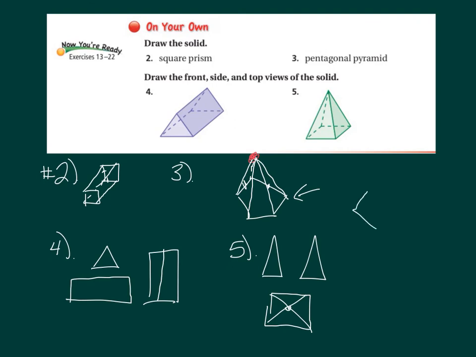If I can improv draw it here, let me retry that. If I can get this drawn correctly. So we have a pentagon, and then there would be a point in the middle, and every vertex would be connecting to that point. So again, that would be the top view.